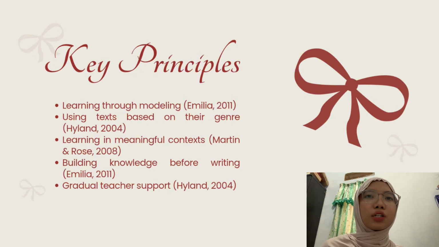And then for the key principles of GBA, there are several. First, students learn through modeling, where they study real examples of text. Second, learning is always connected to the text genre, so students know how a text is organized. Third, learning happens in meaningful contexts where language relates to real situations. And then students also build knowledge before writing, and teachers provide support step by step until learners can work independently.